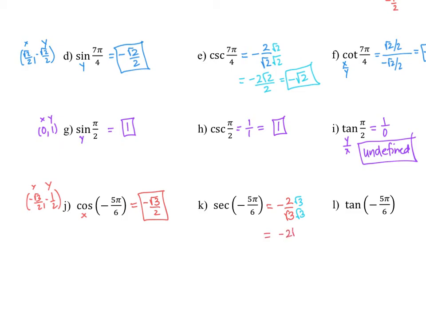Okay, negative 2 root 3 over 3 times 3 is 9. The square root of 9 goes down to 3. This is a better answer because it's rationalized. Okay, and then tangent is y over x.